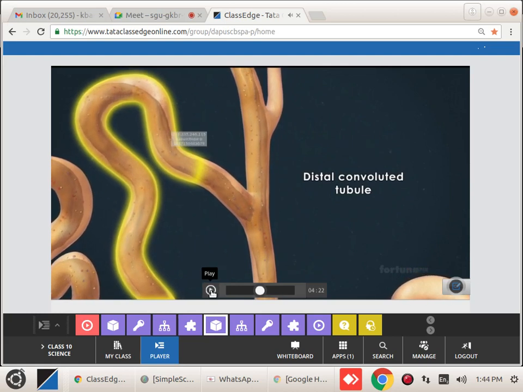See, this is the last part of the nephron. Not last, just before the collecting duct, you can say. Because they are showing here that it is DCT, distal convoluted tubule. Okay, then after that, the collecting tubule. Here you can see the collecting tubule, then the collecting duct. Okay, see the video.